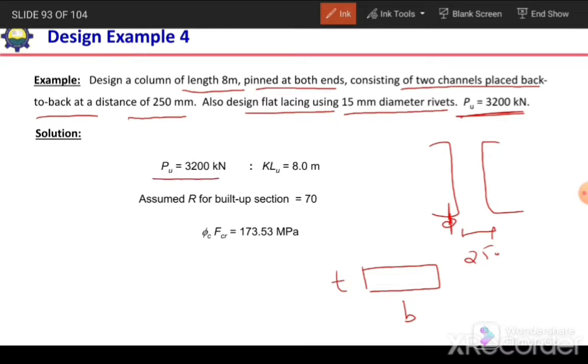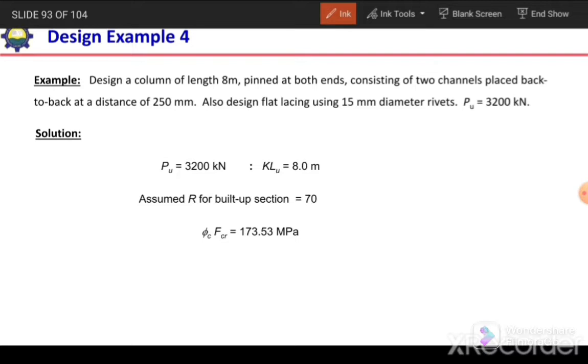So the load is 3200 kilonewton and we are given that it is a pinned end, so it means K is equal to 1 and length is equal to 8 meters, so KL is equal to 8 meters. It is the same in X as well as Y direction.